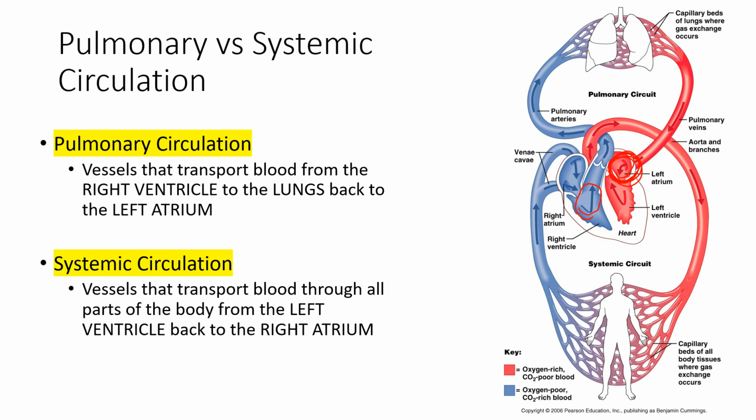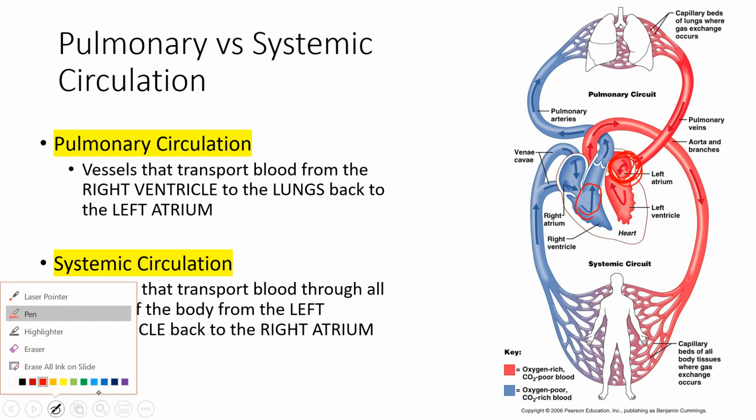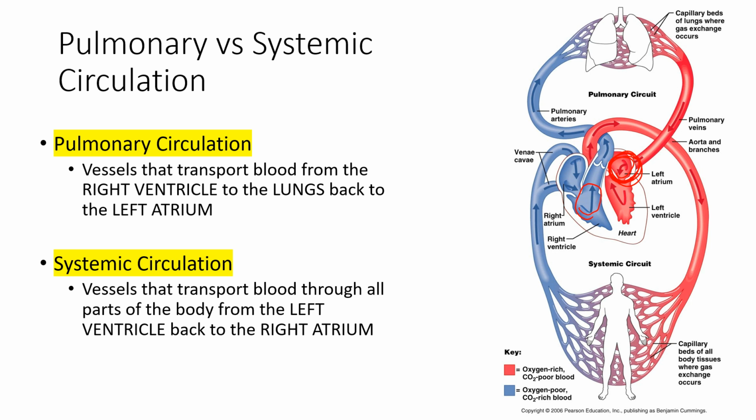Whereas the systemic circuit, make that a different color, is going to take blood from the left ventricle, go to the body, and return it back to the right atrium. So here's your systemic circuit, and above is that pulmonary circuit, which is taking blood for gas exchange in the lungs.